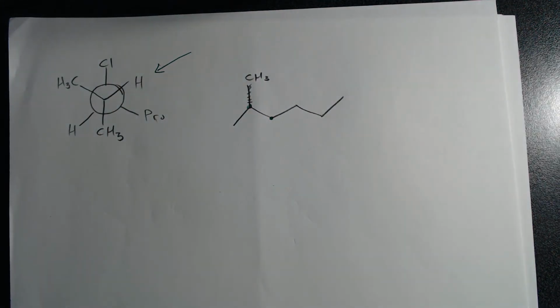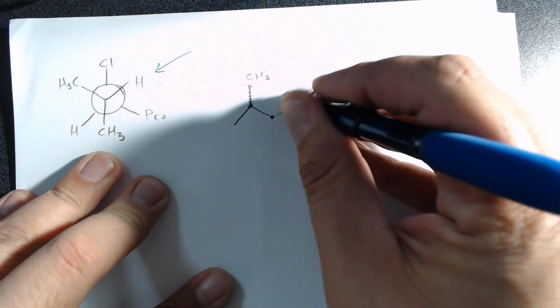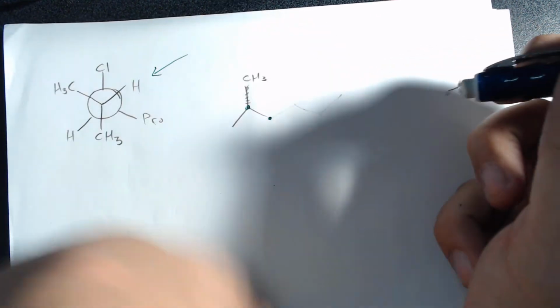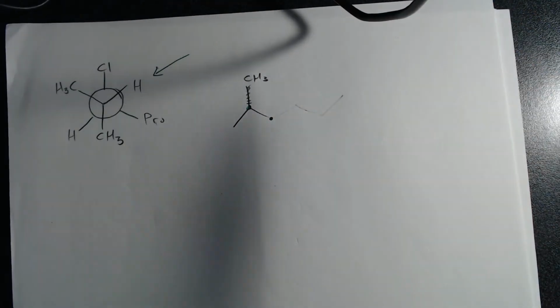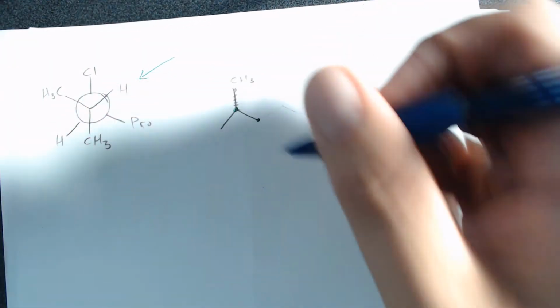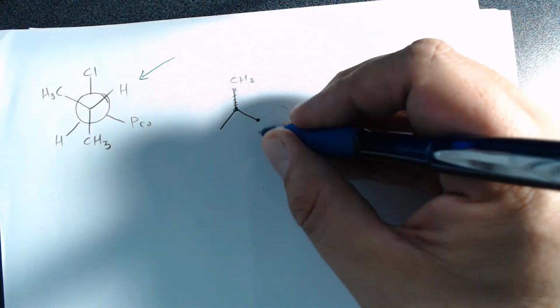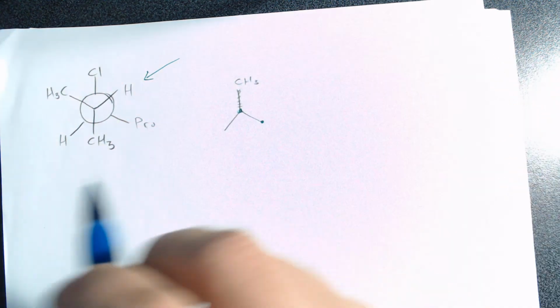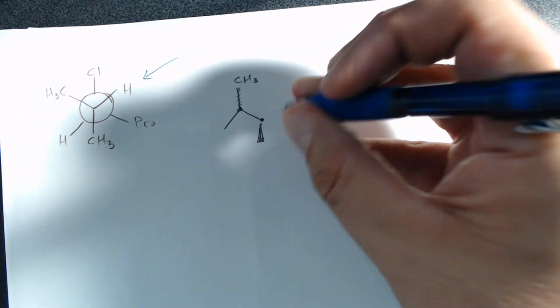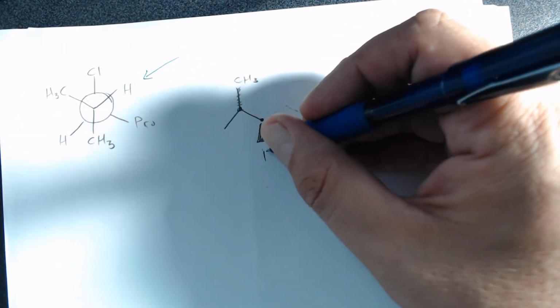All right, because of the way that this is kind of twisted, I'm going to try to represent this as much as I can. So what about the propyl group? I'm going to fill that in here and have the same rotation as this is. That should be a wedge coming towards the viewer.